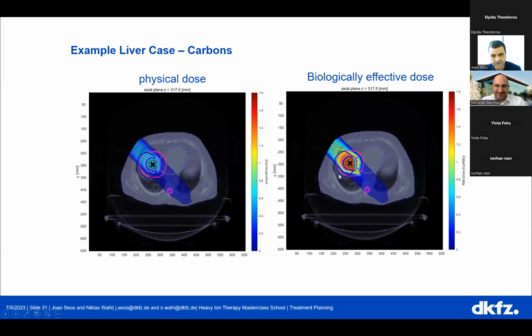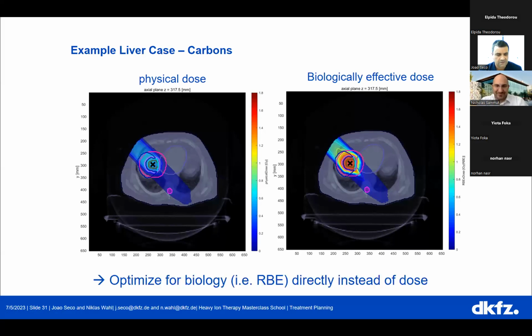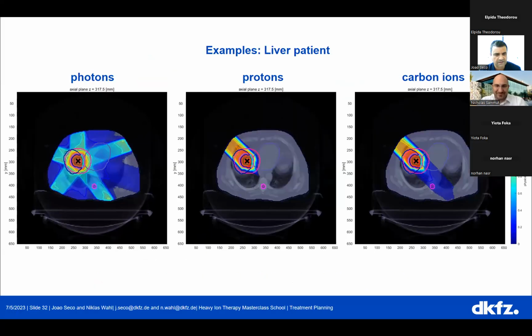So you have an RBE correction of the order of 2.2 to 2.4, which is LET dependent. So the RBE needs to be accounted for when we do carbon beam therapy. It's commonly not accounted for when we do proton therapy. So that's why it's not so straightforward to see the difference. Now, let's have a look at what happens when we do the same liver case for all 3 types.